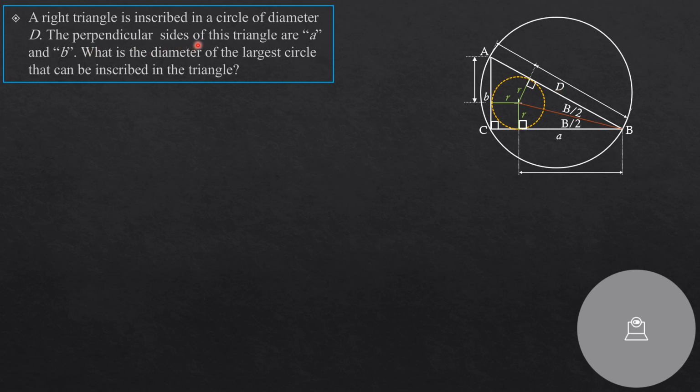The perpendicular sides of this triangle are A and B. So this is A, and that is AC, which is denoted by B. What is the diameter of the largest circle that can be inscribed in the triangle? So this is the circle, the orange curve, the radius is denoted by R, and the diameter is 2 times this R. So the analysis would be this.